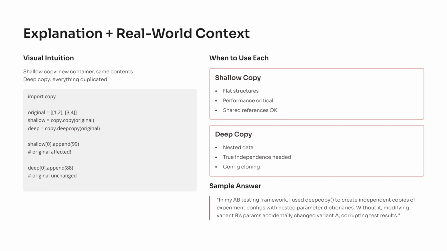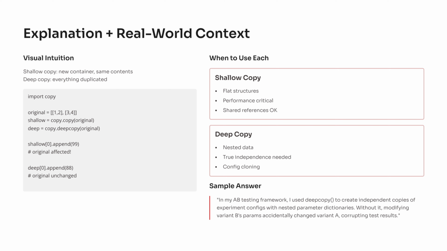Let's break this down with an example. Imagine you have a list of lists, like a dataset with two small tables. When you make a shallow copy, Python creates a new outer list. But the inner lists, the tables themselves, still point to the same memory. So if you update one table in the copied version, the same change appears in the original, even though you didn't touch it.